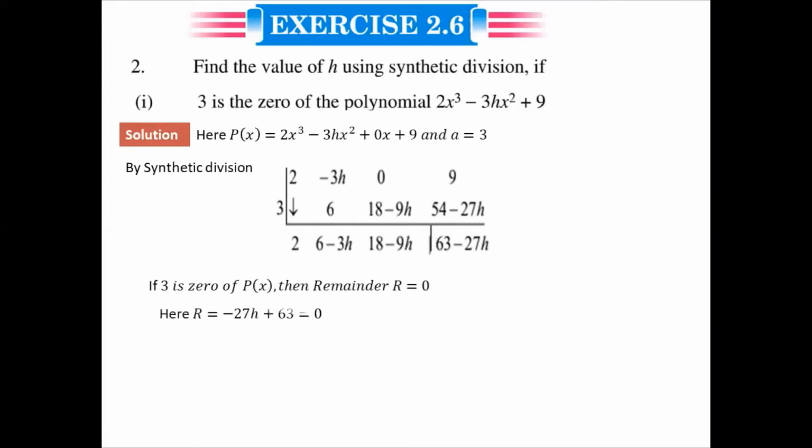So we can take the remainder r is equal to 0. So minus 27h plus 63 is equal to 0. When we shift this 63 to the right hand side, we have minus 63. So when we divide, minus 27 on both sides, we have 63 divided by 27. 9 7 times 63, and 9 3 times 27. So the required value of h is equal to 7 by 3.